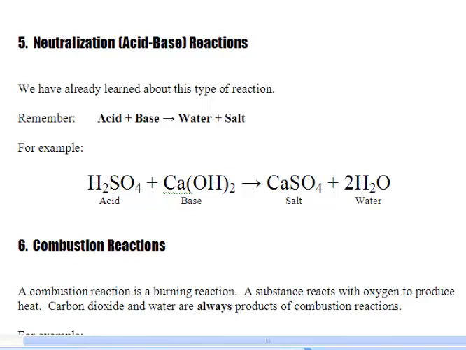Next, we've got a neutralization reaction, and we know this one. We've got an acid plus a base, and we get water and a salt. And I like to always write my water like this because it's a lot easier to balance. All right? And we spent a lot of time on that one. I'm going to skip over it quickly.